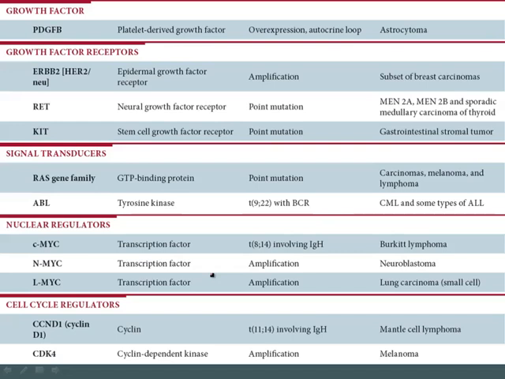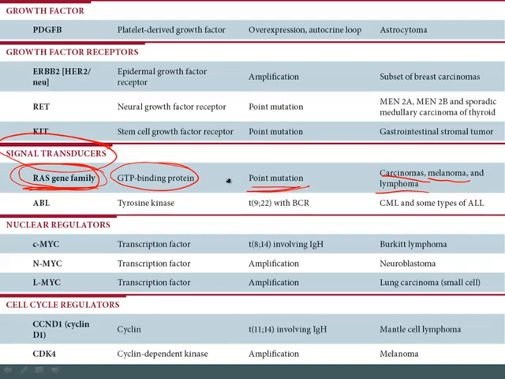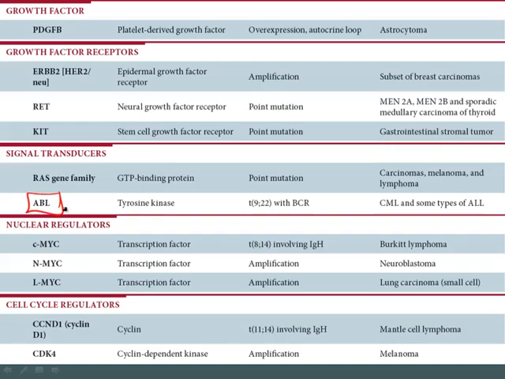Okay, so that's RAS, and let's see what we say here in the book. The RAS family is a GTP binding protein, okay, and a mutation within RAS, in particular within the GTPase activating protein present within RAS, can result in multiple human cancers. All right, next important signal transducer is the ABL signal transducer. This is a tyrosine kinase.